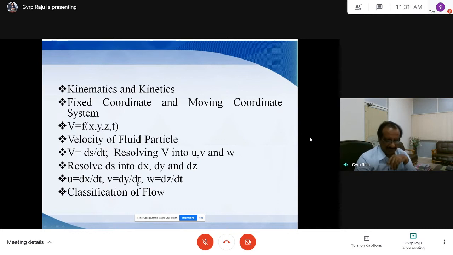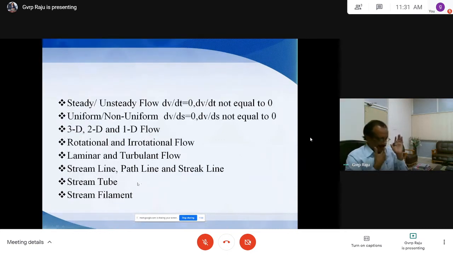Then classification of flow. We have steady and unsteady flow. What is meant by steady flow and what is meant by unsteady flow?